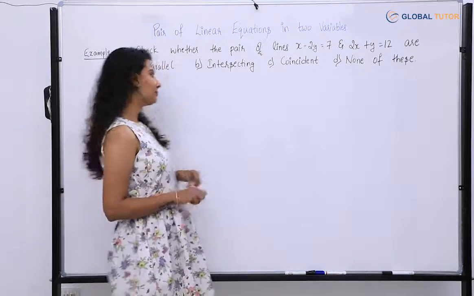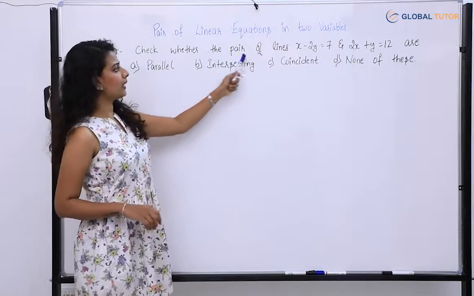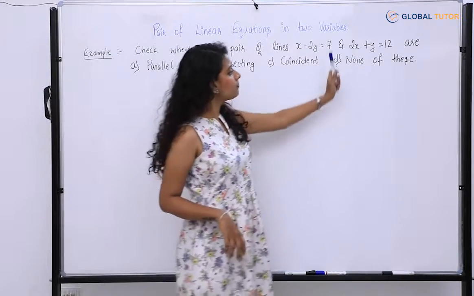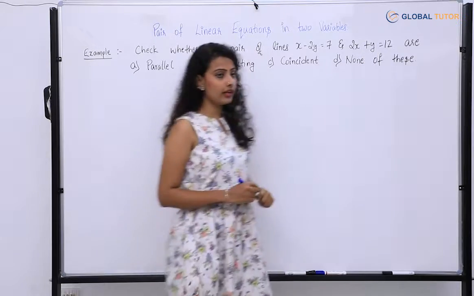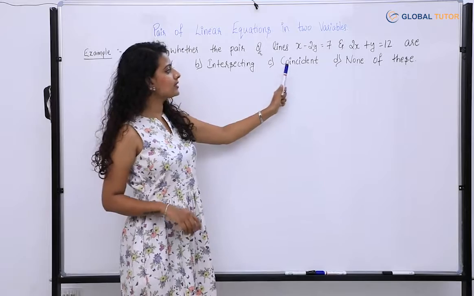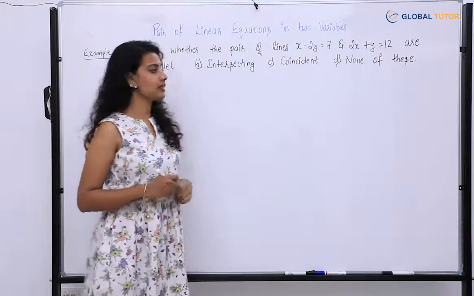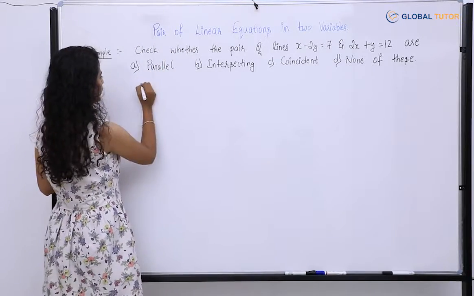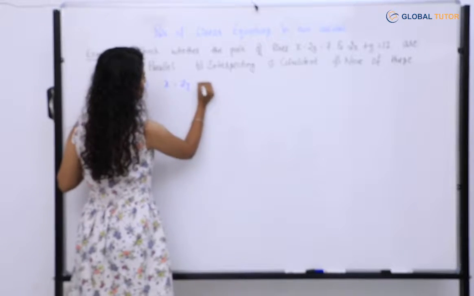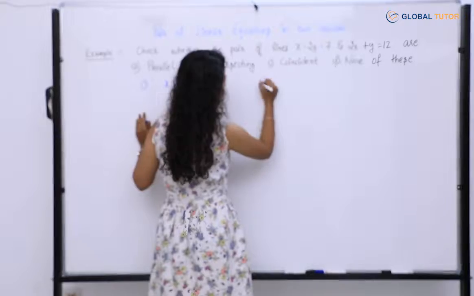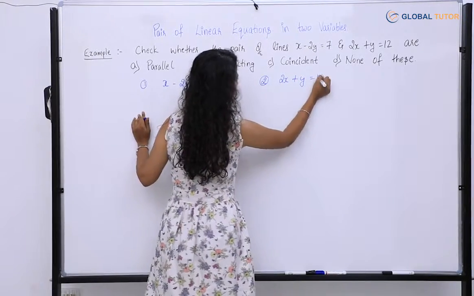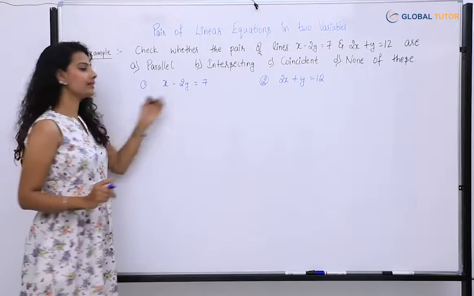Let us take an example. Check whether the pair of lines x minus 2y is equal to 7 and 2x plus y is equal to 12 are parallel, intersecting, coincident or none of these. Here we have two equations. The first equation is x minus 2y is equal to 7 and the second equation is 2x plus y is equal to 12. How can we write this?